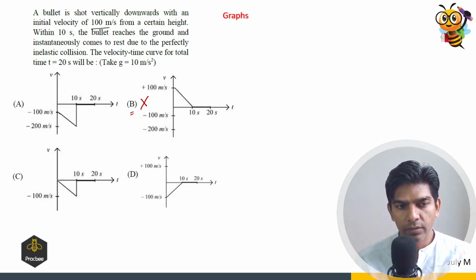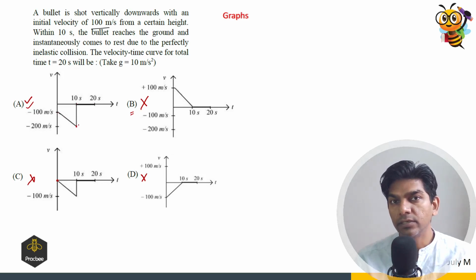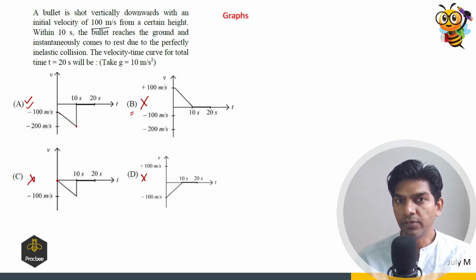Here the initial velocity is 0. That is incorrect, because we have thrown the ball with a certain velocity. Here again it slows down, so D is incorrect. So the correct answer should be option A, where the speed first increases uniformly and then becomes 0. And again it increases in the negative y direction. Here we have considered the upward direction as positive. So option A is the most appropriate answer.